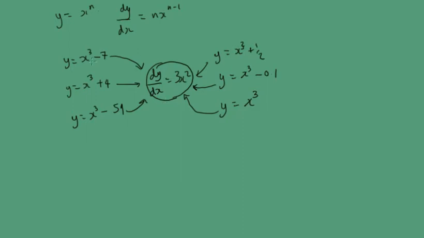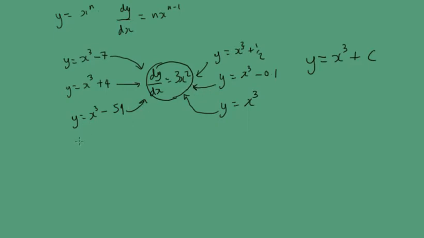The point is, we can have an infinite number of functions that have the derivative 3x squared. Any function y equals x cubed plus any number is going to give us the derivative 3x squared. Tuck that away and just bear it in mind as we continue.